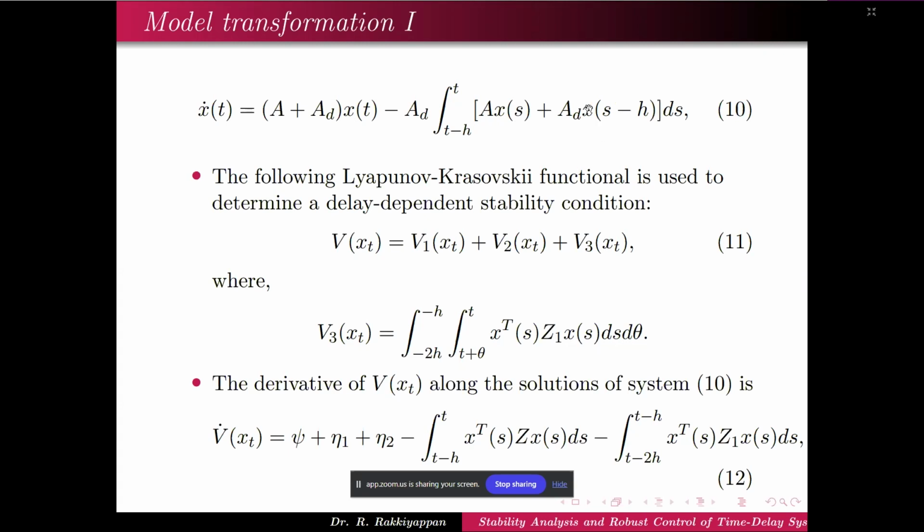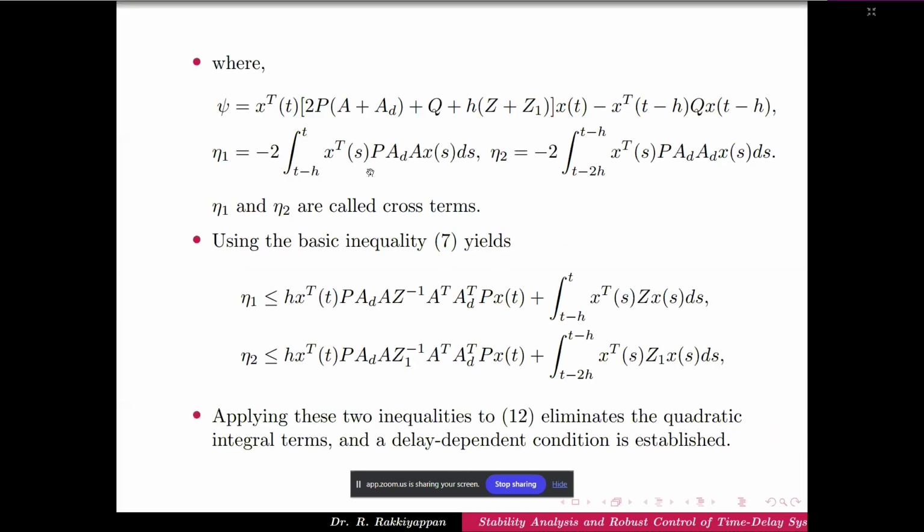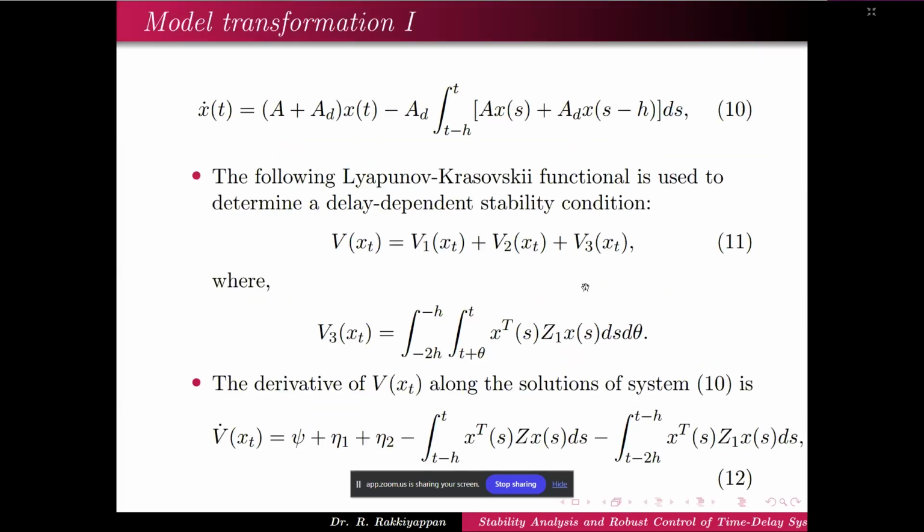The following Lyapunov-Krasovskii functional could be constructed for deriving the delay dependent stability. Equation 11 is the Lyapunov functional with V3 of t equal to the double integral quadratic integral term. We take the derivative of this Lyapunov function and arrive at equation 12. Then we can use the basic inequality which was defined in equation 7, so we get the integral inequalities eta 1 and eta 2. Applying these inequalities in equation 12, we can have a linear matrix inequality. With this linear matrix inequality, we find the stability of the system equation 10.